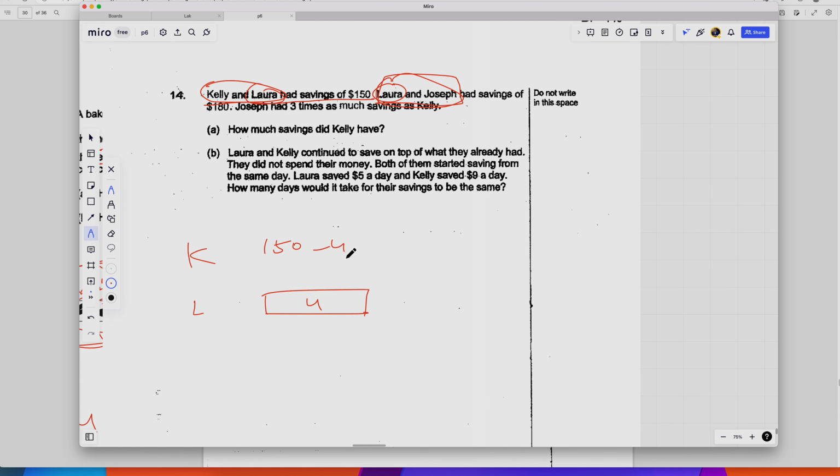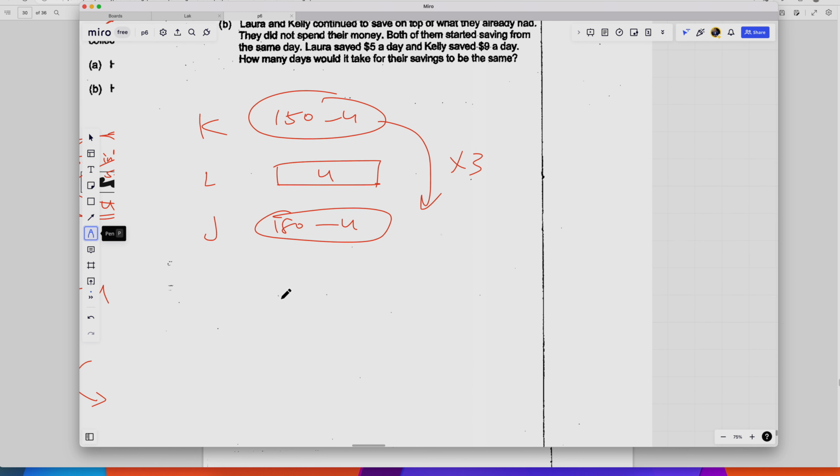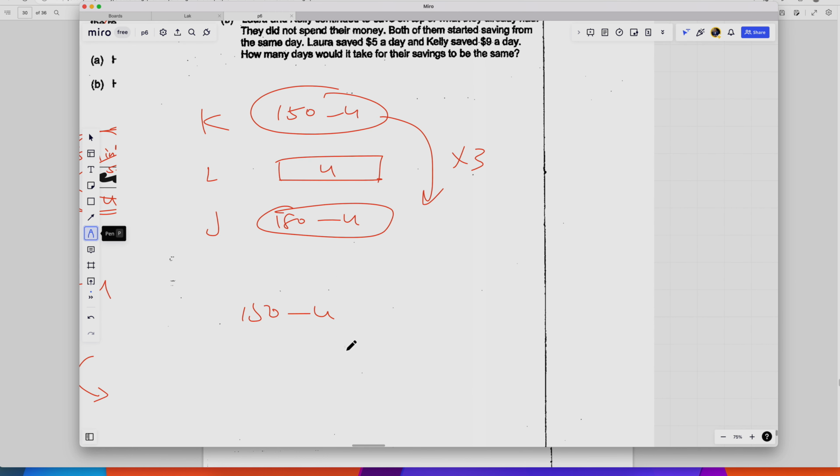Then of course for Laura and Joseph, this will be 180 minus U, right? And then Joseph is 3 times Kelly. So that means which one times 3? Kelly. Kelly times 3 will give you this one. So basically you just take this times 3 and you get this. So just 150 minus U. Do you need a bracket now? When you times 3, do you need a bracket for this? Yes. If you don't put a bracket, your 3 only times the U, which is not correct. So you times the 3, you will get 180 minus U. Did you get at least this equation?